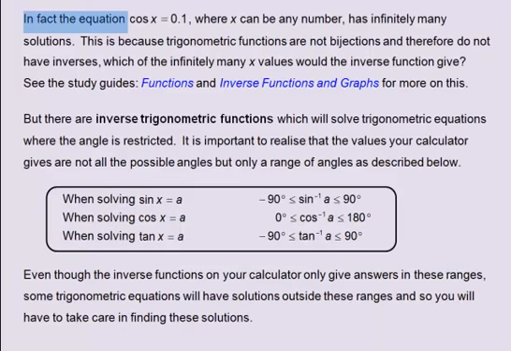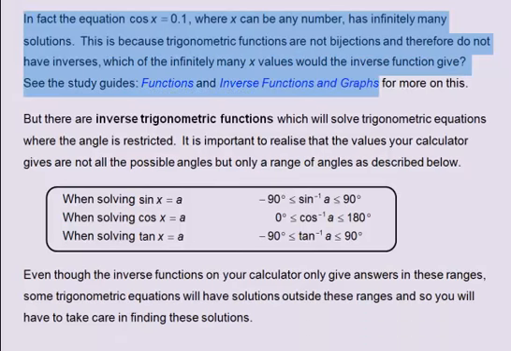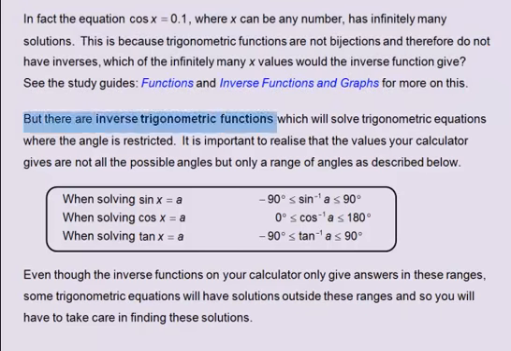In fact, the equation cos of x equals 0.1, where x can be any number, has infinitely many solutions. This is because trigonometric functions are not bijections and therefore do not have inverses. Which of the infinitely many x values would the inverse function give? See study guides Functions and Inverse Functions and Graphs for more on this. But there are inverse trigonometric functions which will solve trigonometric equations where the angle is restricted.